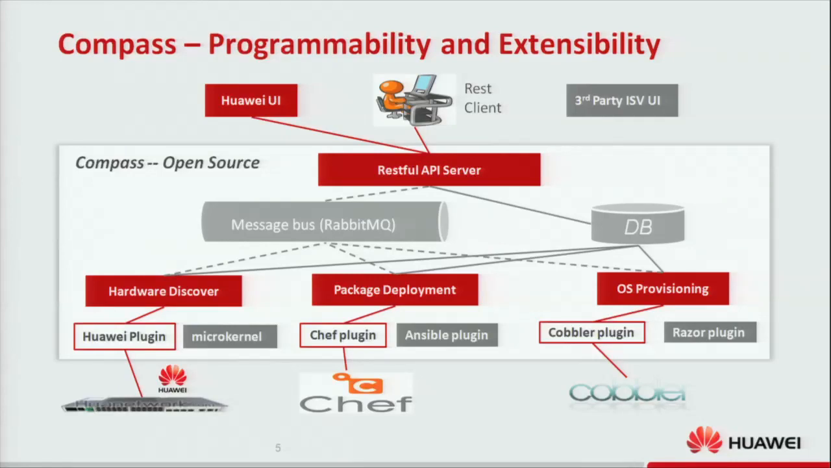And Compass, as I said, from day one we decided to be extensible. We decided to make it programmable. Therefore, the key components include a RESTful API server. In this demo, I will show you a Huawei front-end UI, but as a third-party solution vendor, you can write your own front-end. We also have modularized functionality modules. We have a hardware discovery module. We have a configuration management module, which we call package deployment in this slide. We also have an OS provisioning module. And we designed this system with a plug-in architecture.